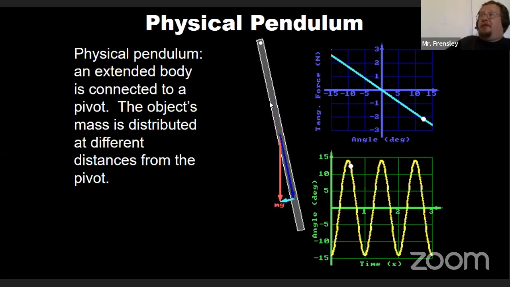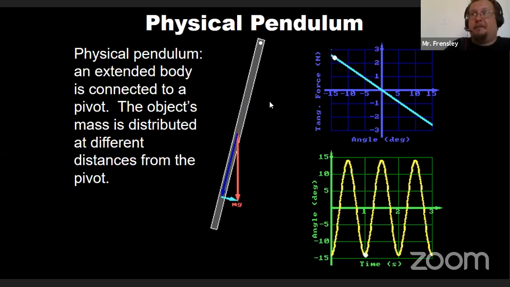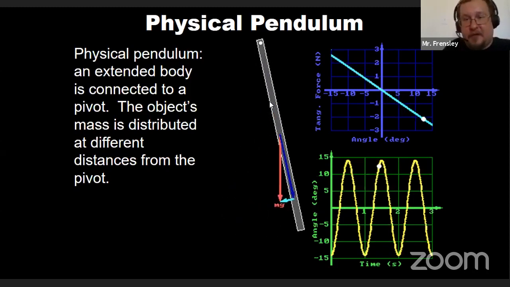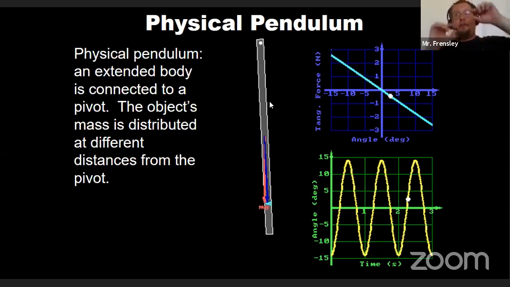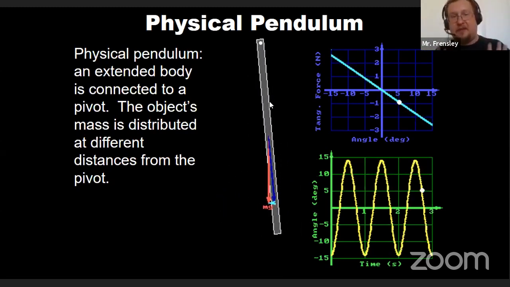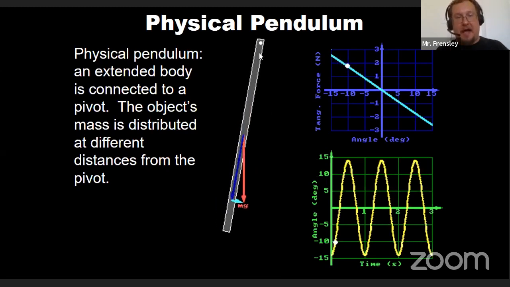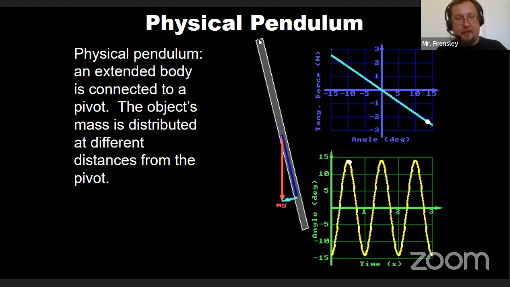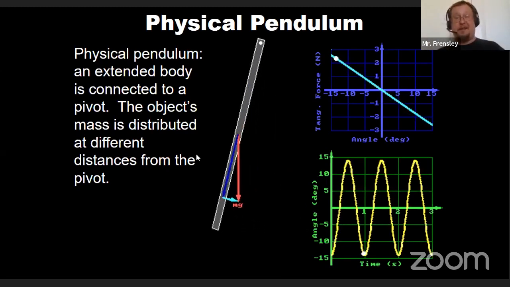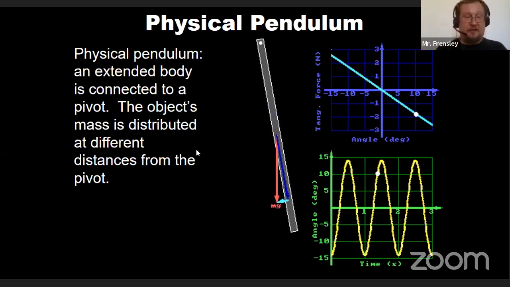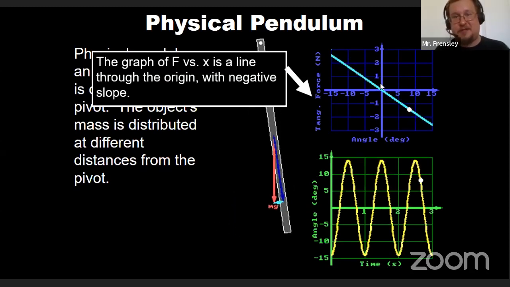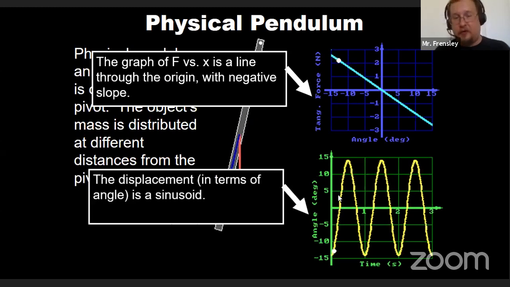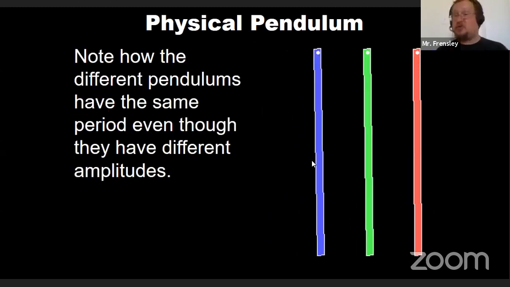Well, if there's a simple pendulum, there has to be a not simple pendulum, right? It's called a physical pendulum. And you can already tell what a physical pendulum is. It's the thing where the mass is not all the same distance from the pivot. Here, we have some mass close, medium, and far from the pivot. So we call that an extended body. Atoms are all different distances away. Well, it is simple harmonic motion because our force versus angle, or force versus displacement, is just a straight line through the origin. We've got our sine wave.